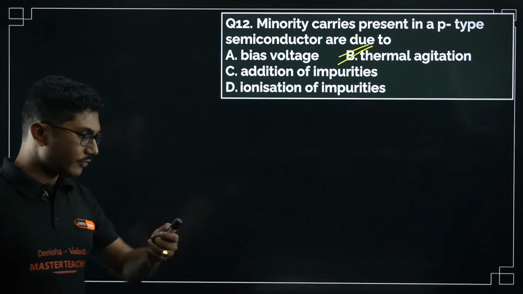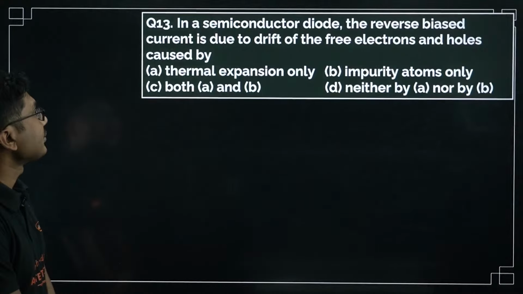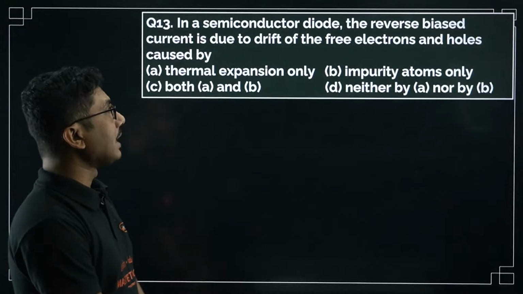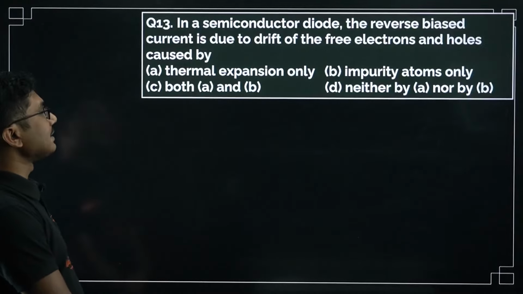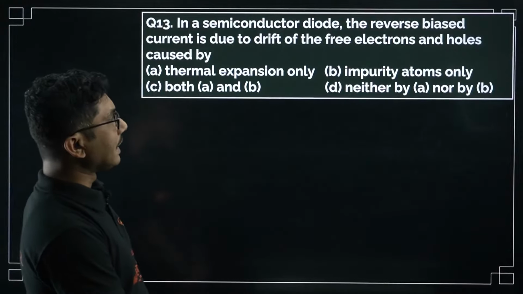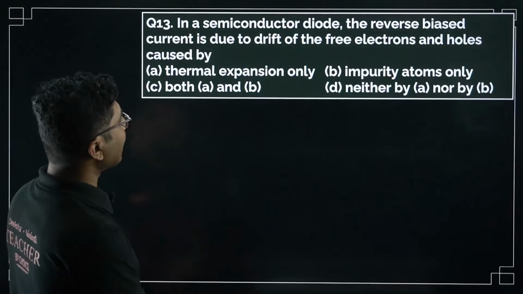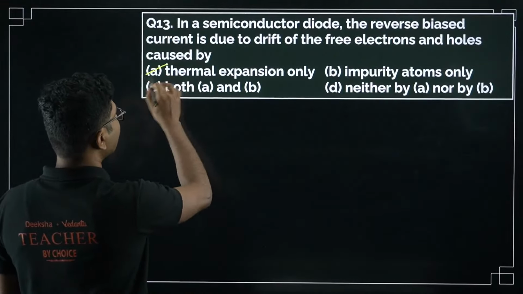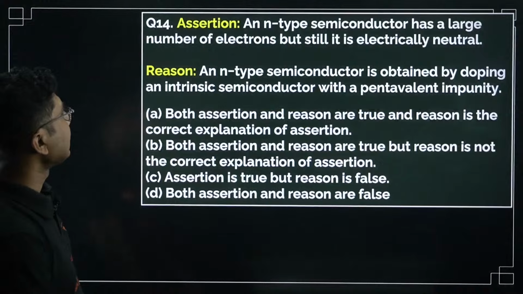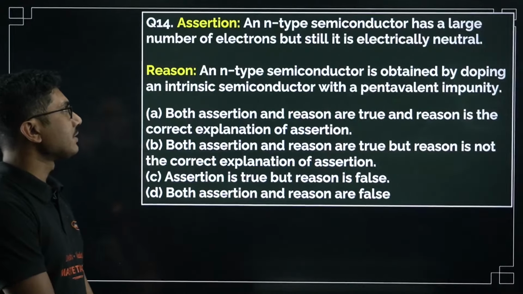12B is the answer for this question. Now next question. In a semiconductor diode, the reverse biased current is due to drift of the free electrons and holes caused by? So in a semiconductor diode, reverse bias, everything is thermal excitation only. Okay.